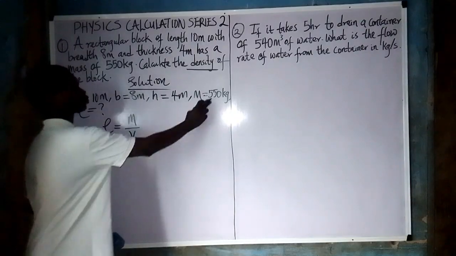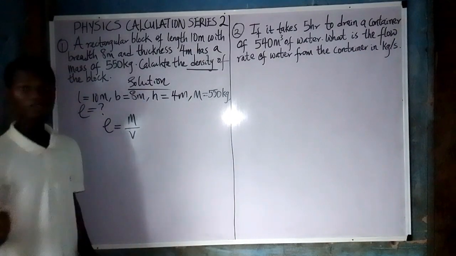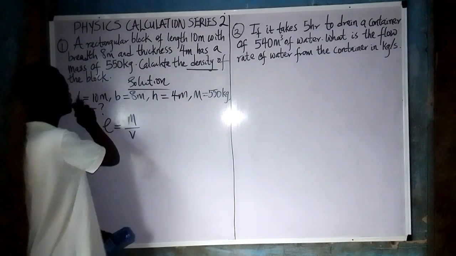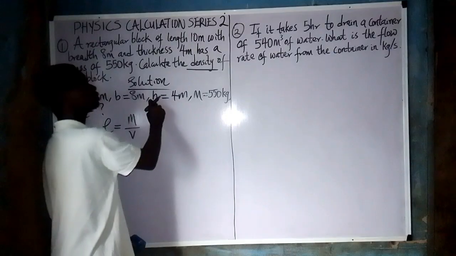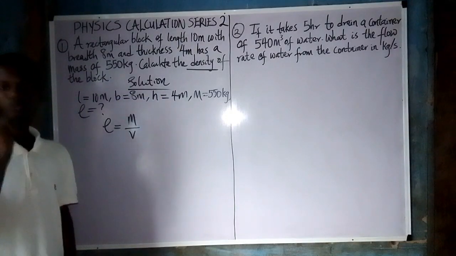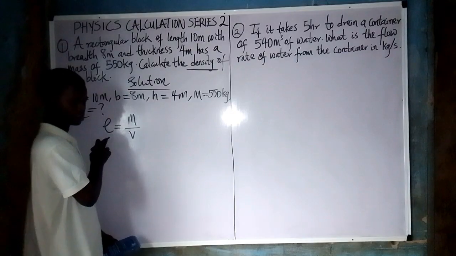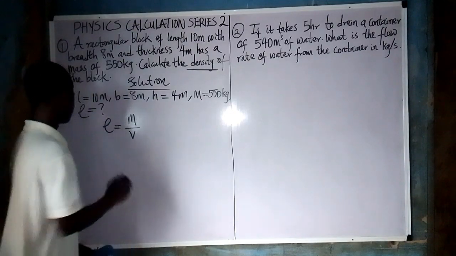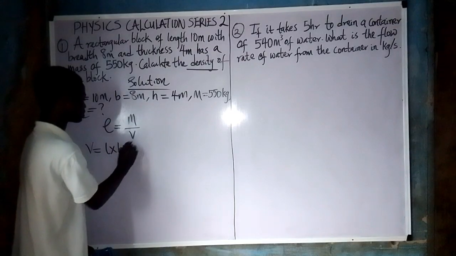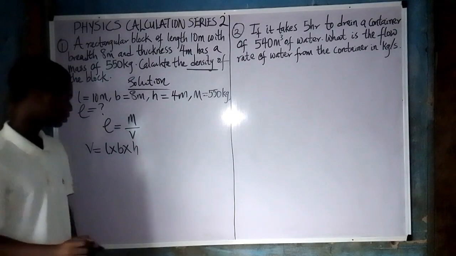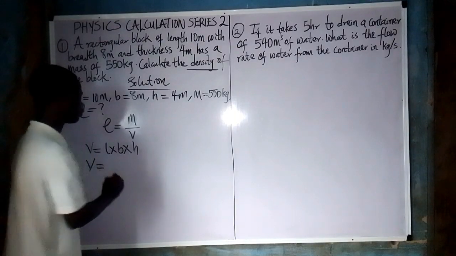We have the mass from this question. But were we given the volume directly? No, we were not given volume directly. Instead, we're given the length of the block, the breadth of the block, and also the height. Now, what formula do you think we can use to get our volume before we can find our density? That formula is V equals length times breadth times height, from normal mathematics. Volume of a solid shape. We can use this formula to get our volume first before we continue.